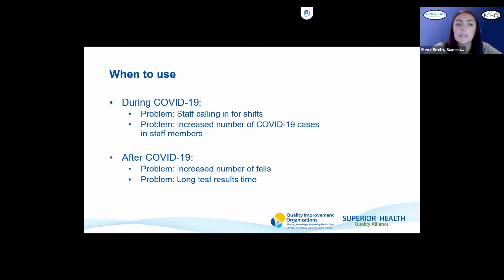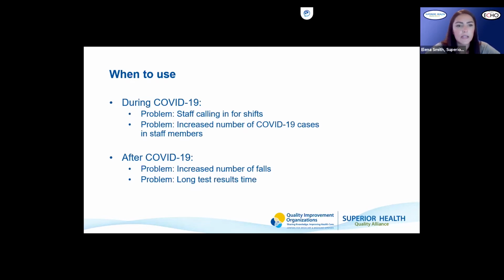Another problem maybe is an increased number of COVID-19 cases in staff members. Maybe this is an education problem, or maybe it's a PPE issue, and you can work on some of those things. After COVID-19, maybe your problem is an increased number of falls, and maybe you're seeing that it's happening more often when there is a high number of staff calling in, or the call lights aren't working properly or something like that. Maybe another problem, like we just went over, is long test result times.